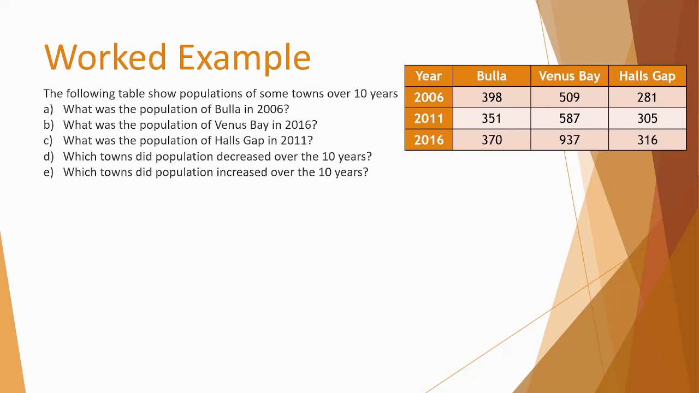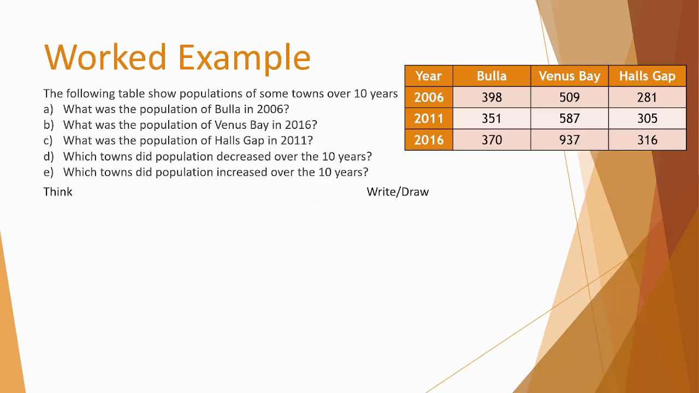So here I've got a worked example. The following table shows the population of some towns over 10 years. You can see the names of the towns across the top and the years down the side. So I've got 2006, 2011, and 2016. We're going to be looking at these 5 questions. On the left-hand side, I am putting my thinking, and on the right-hand side, I'm writing down what I will show my teacher so they see my understanding for these questions.